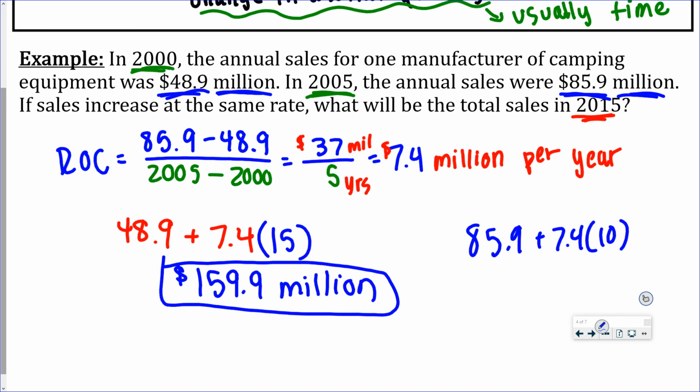37 fifths. Oh, so you could figure out how much it was in 10 years? Yeah. That would work. Okay. Either way, we get that $159.9 million. That's a lot of moolah.